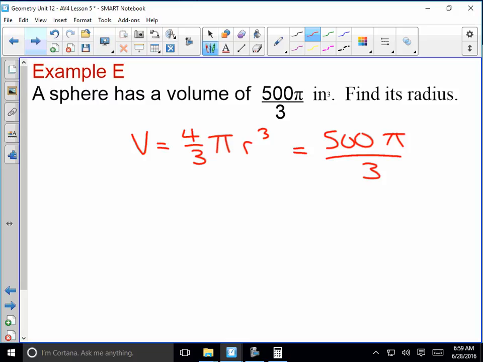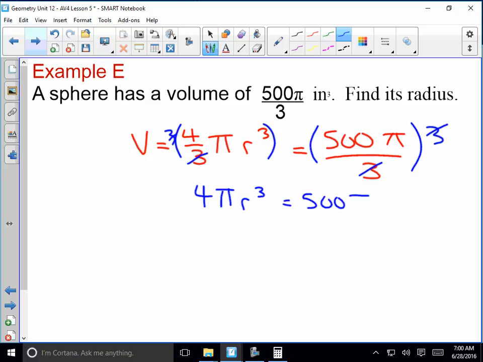Now, one thing that we want to do is try to clear off equal values on either side as we get started. If we notice the denominator, both of the denominators have a 3. So I'm going to multiply this side by 3, and I'm going to multiply this side by 3, and it clears off those values. So now I've got 4 pi radius cubed equals 500 pi.